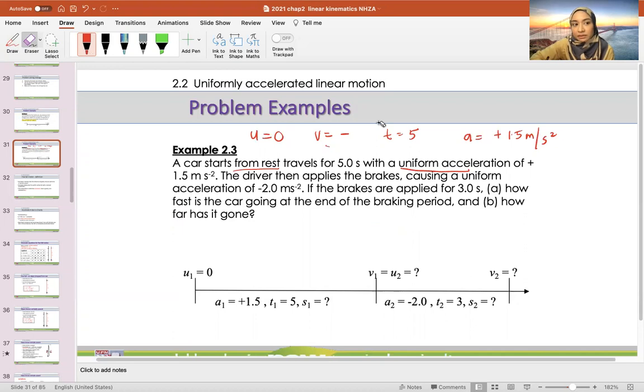So the signs must be the same for speed to be increasing. Okay, so that is my point here. That is something that you need to remember. The signs must be the same. So in this case, positive with positive, yes, speed increasing. If the signs are not the same, then speed is decreasing.